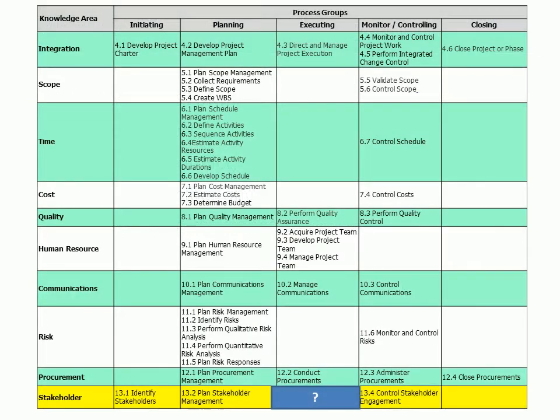Alright, so we did identify stakeholders, we did plan, and what was this third one? If you say manage stakeholder engagement, yep, that's it. So let's now move into our final area.